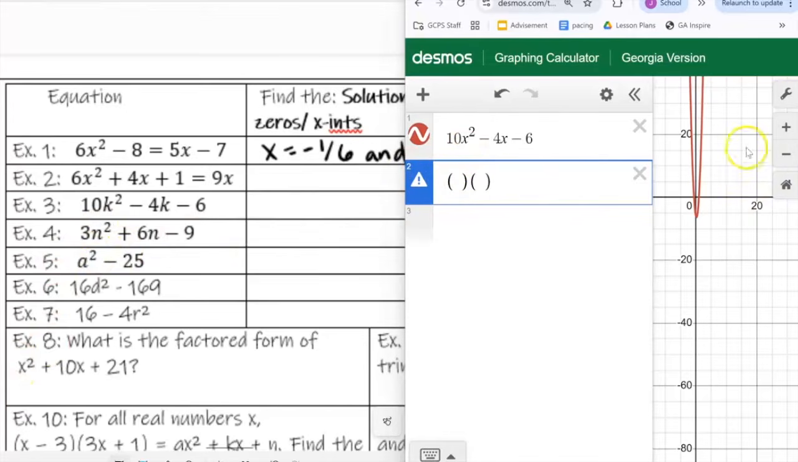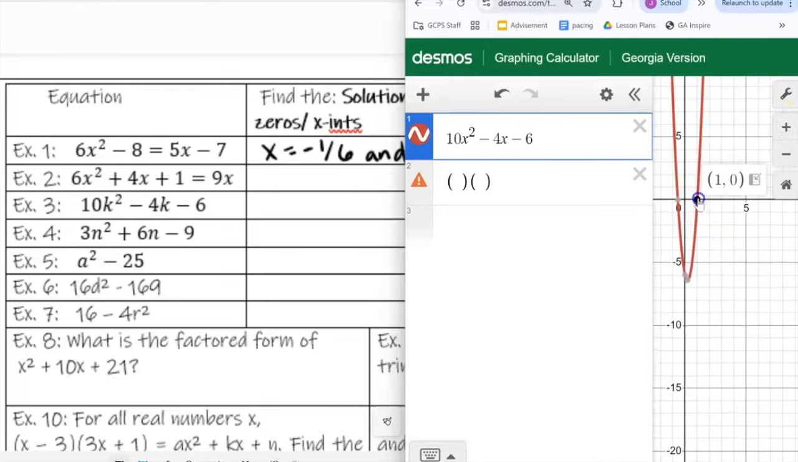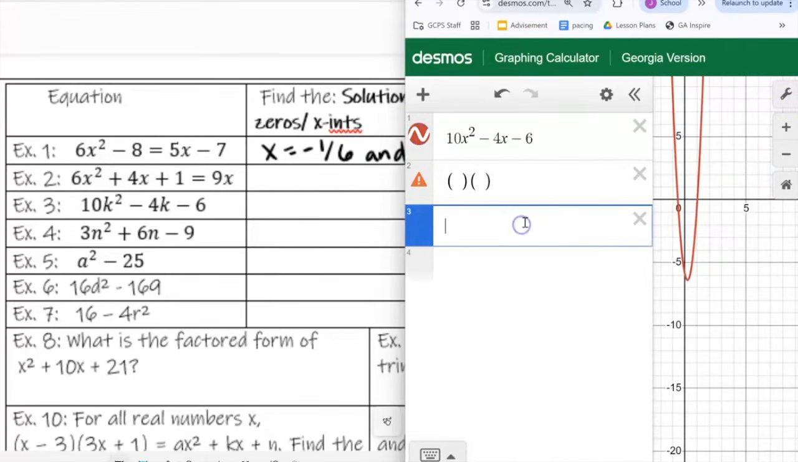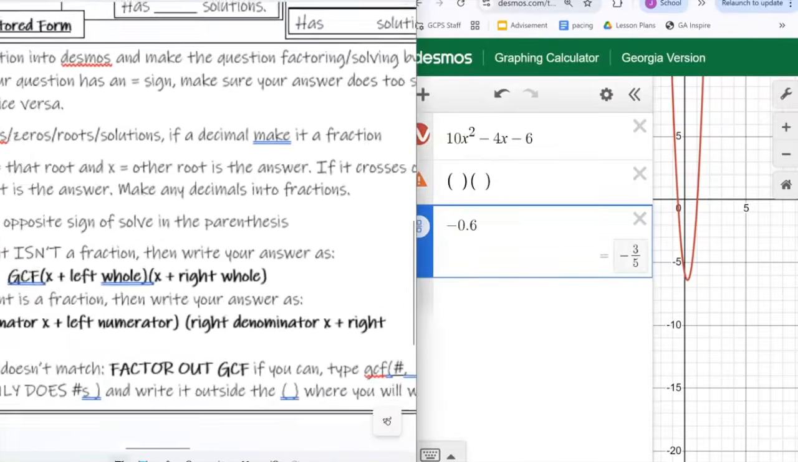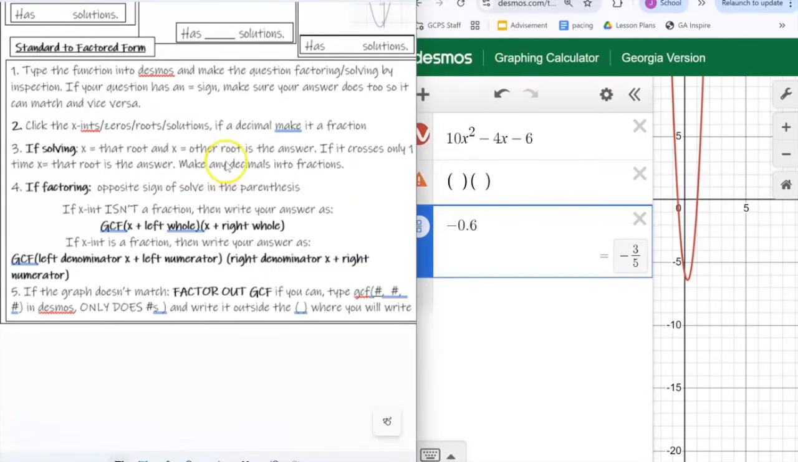All right, so again, let's zoom in so we can see our solutions. And if you can't see it, zoom out, hit home, and see here my 2 solutions. So one is a decimal. Remember, we're going to type in the decimals in here and make it equal to a fraction. Again, we're just following the notes that we already have. So if solving, x is that root and x is the other root. If it crosses only one time, then x is the root, the answer squared, actually. So let me make sure we write that note, answer squared. All right, make any decimals into fractions.